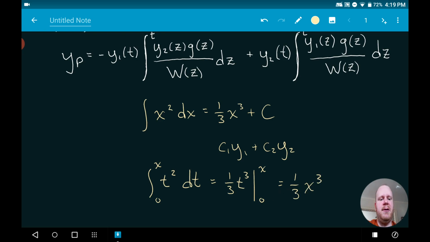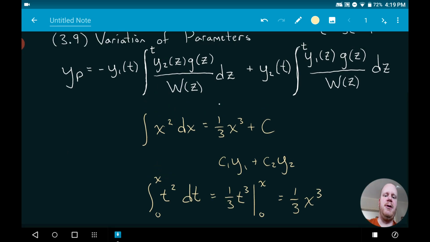So this just gives us 1/3 x to the third without any plus c in there. So essentially that's what we're trying to do here. We're trying to just make sure that we don't have a plus c there.